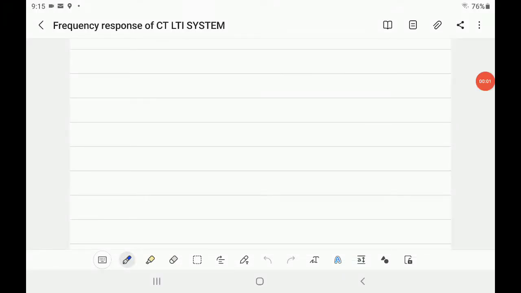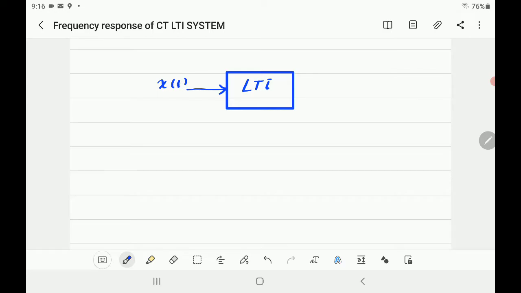Hi, this is the first lecture in frequency response of continuous time linear time invariant systems. Let's assume that we have a linear time invariant system and the input is x of t and the output y of t. And the impulse response of the system is h of t.